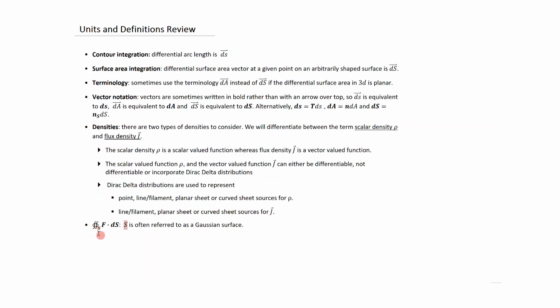The closed surface integral over a closed surface S, F dot dS, S is often referred to as a Gaussian surface. So whenever you see something like this, in terms of when we do some applications, and we talk about a Gaussian surface, we're referring to this surface here.